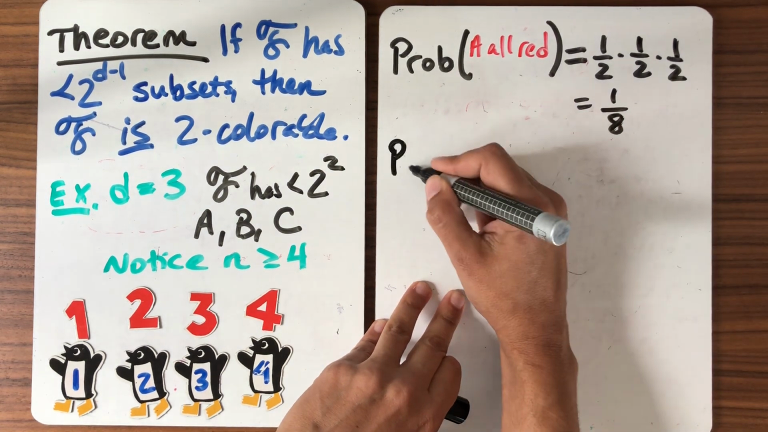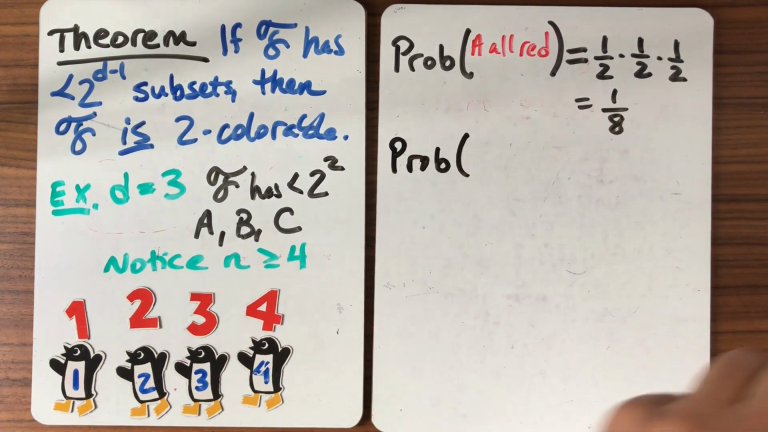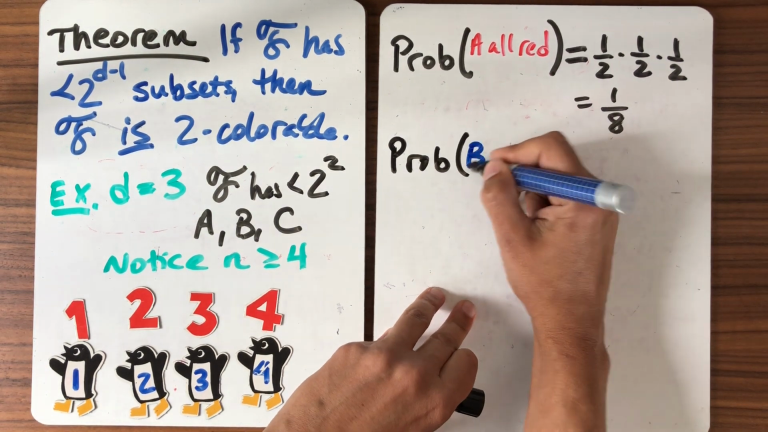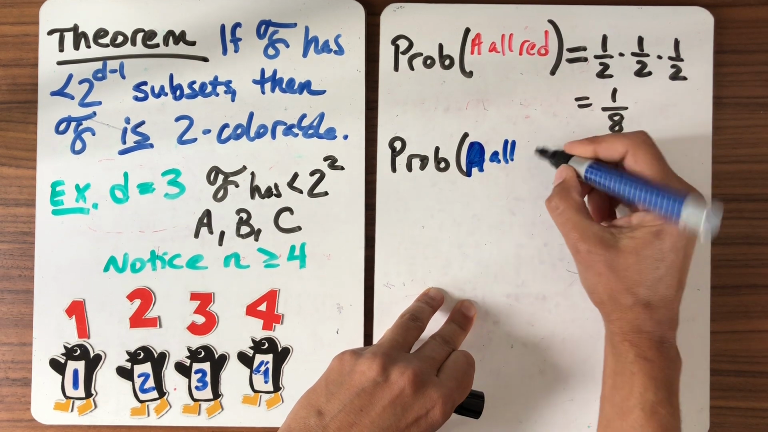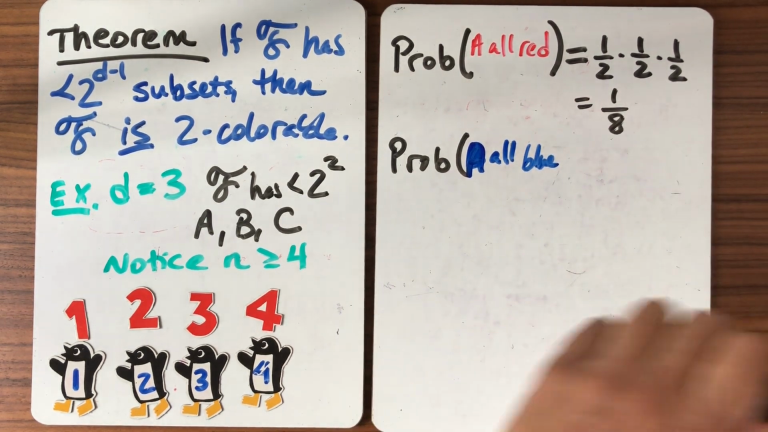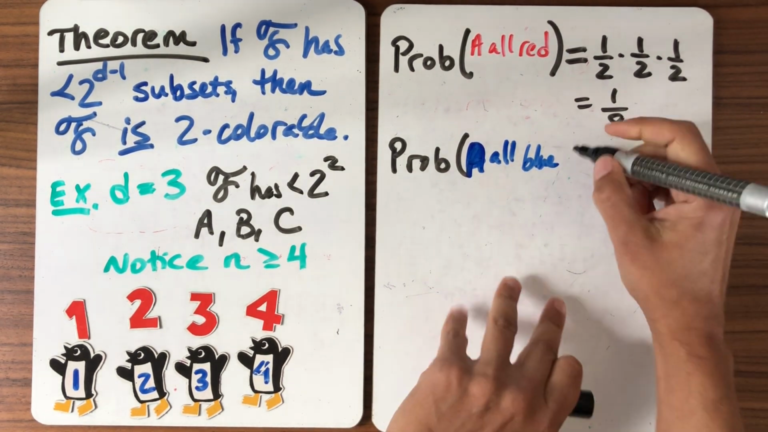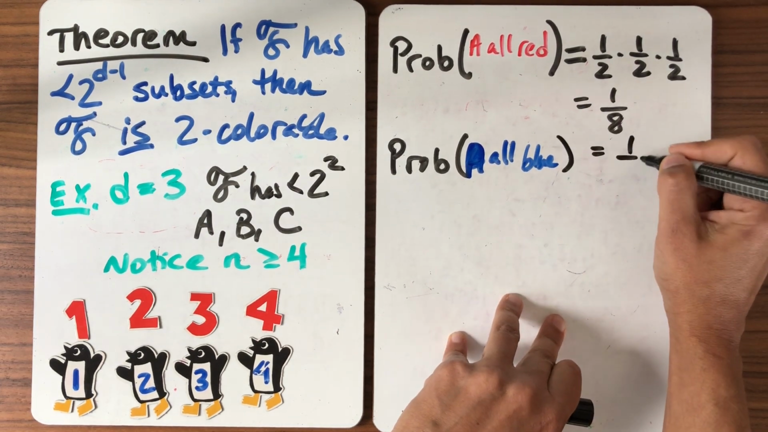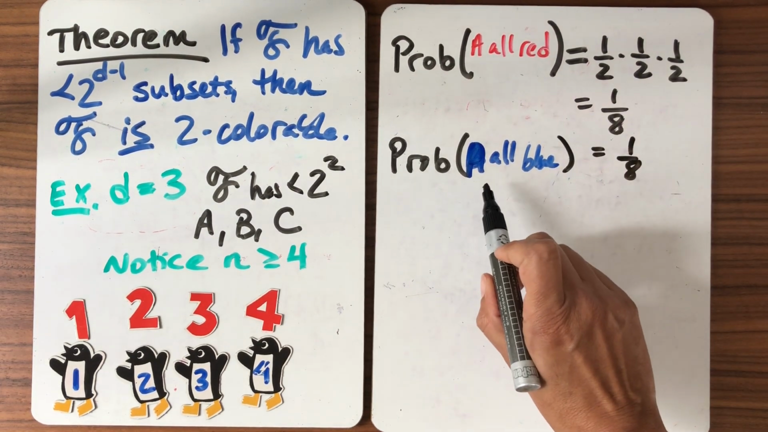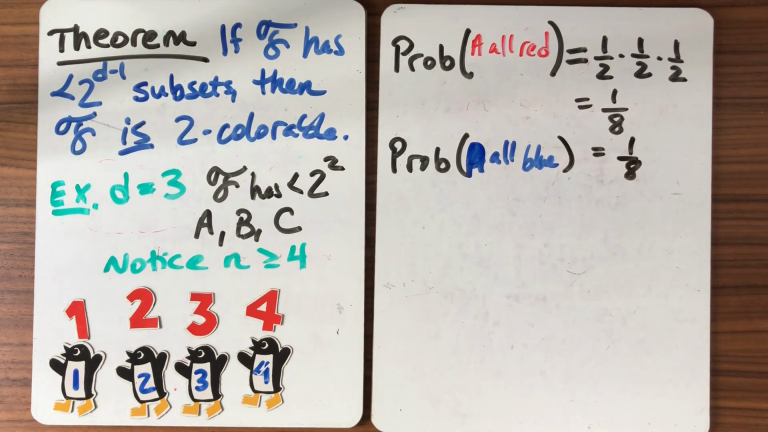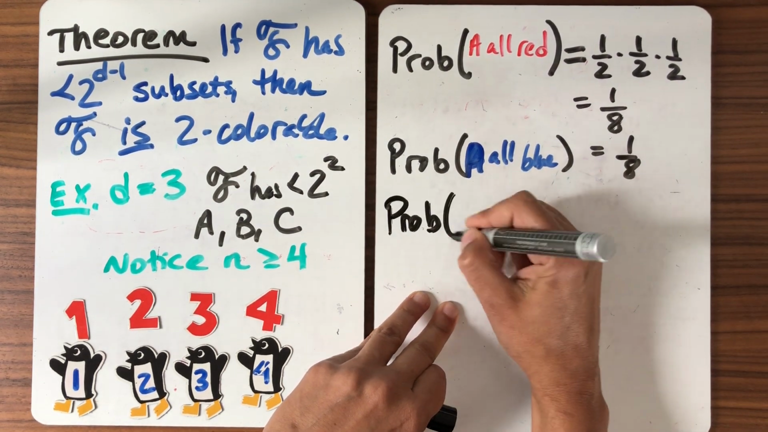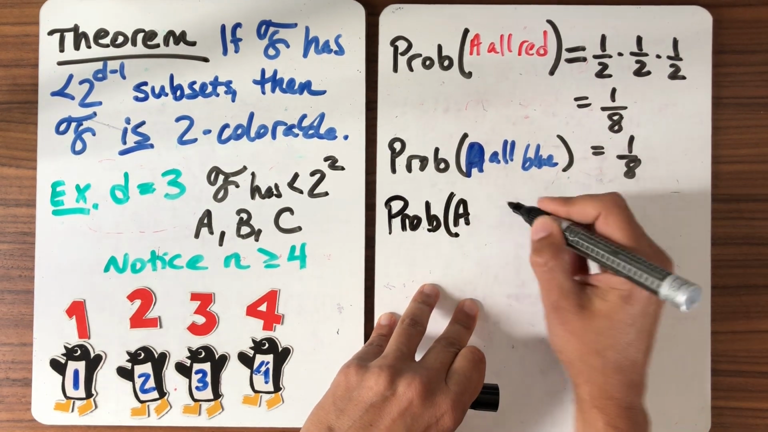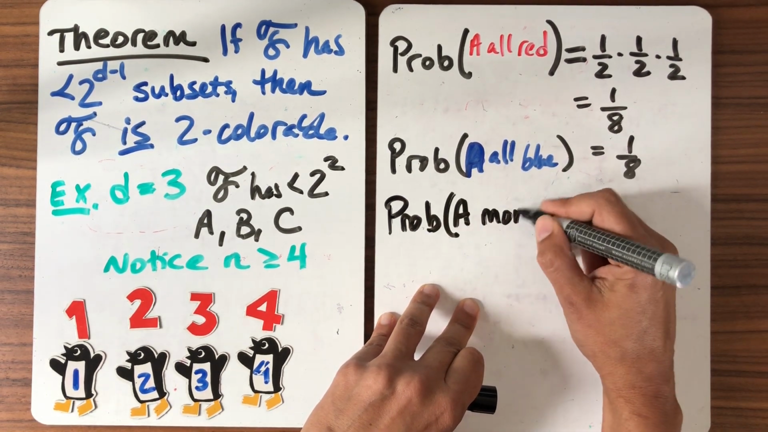Okay, so what is the probability that the set, and again, I don't know which numbers are in here, but it doesn't matter, is all blue, or sorry, let's say A is all blue. Well, it's exactly the same argument, right? There's a 1/2 chance for the first element of A, 1/2 for the second, 1/2 for the third. So it's 1/8. So let's bring this together. What is the probability that A is monochromatic?